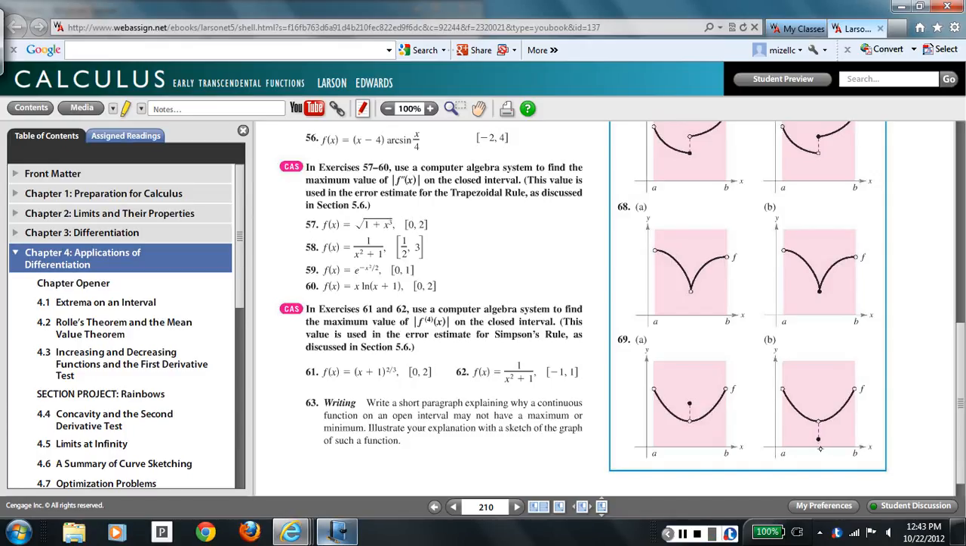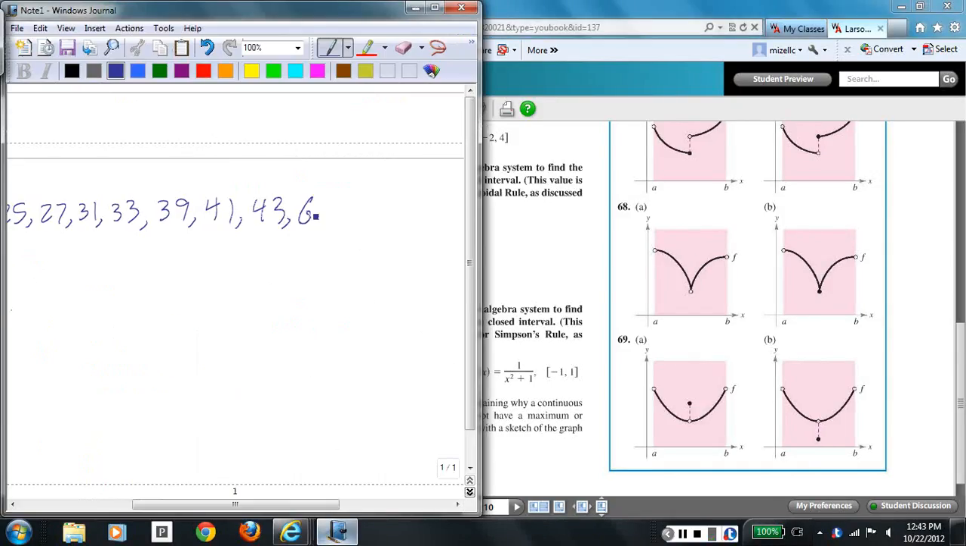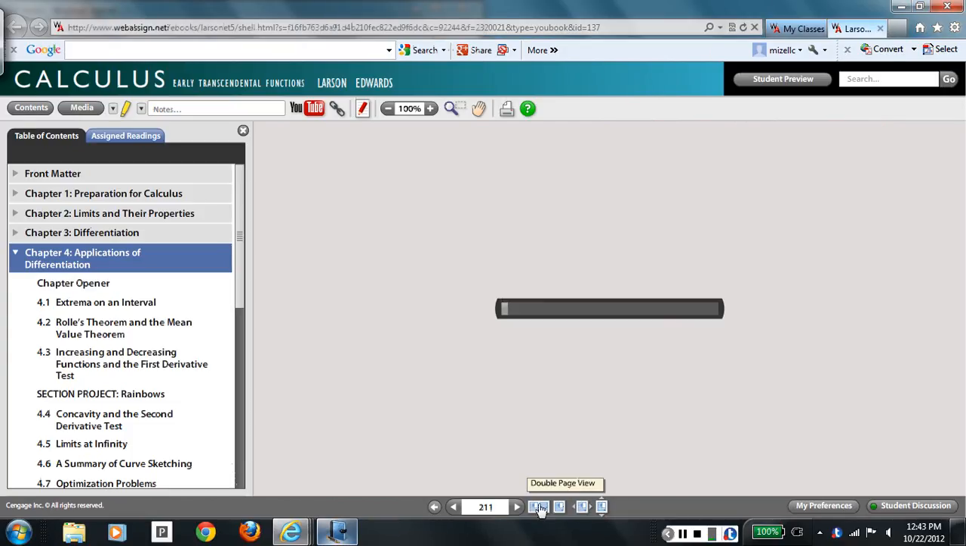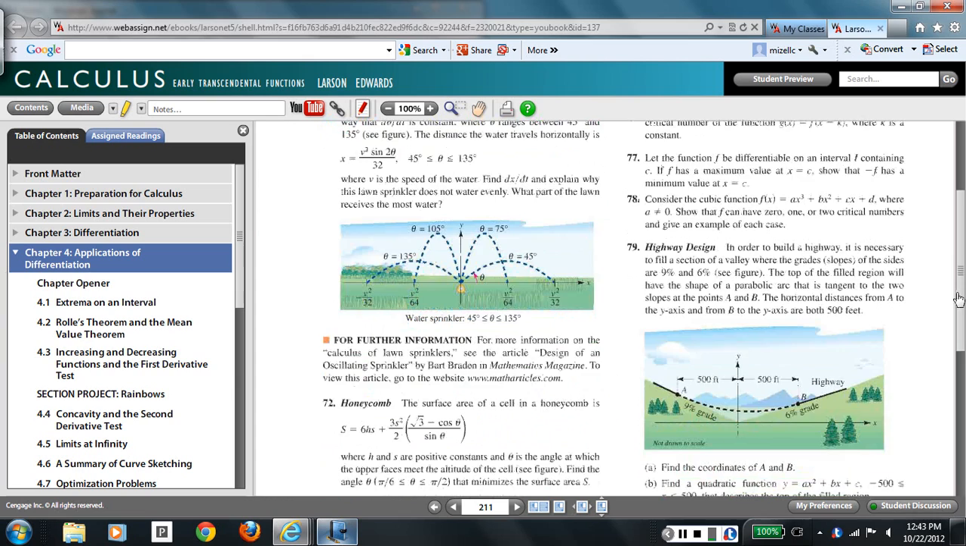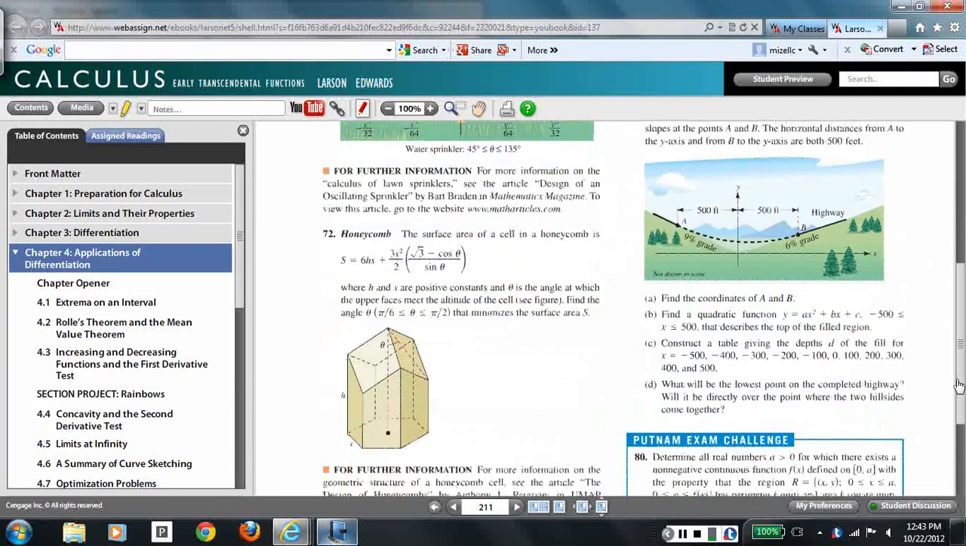So good ones to look at. Let's mention 67 and problem 69 as well. And I think that's probably enough from section 4.1, but I might be wrong. Some of these look good. Not that one, not that one.